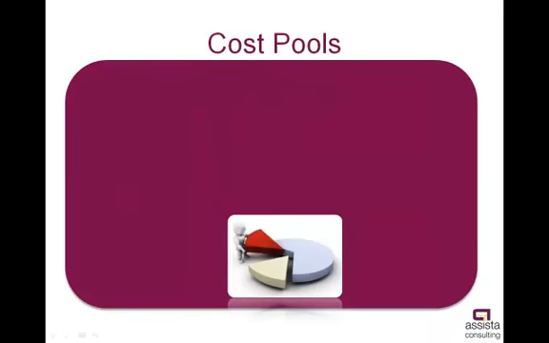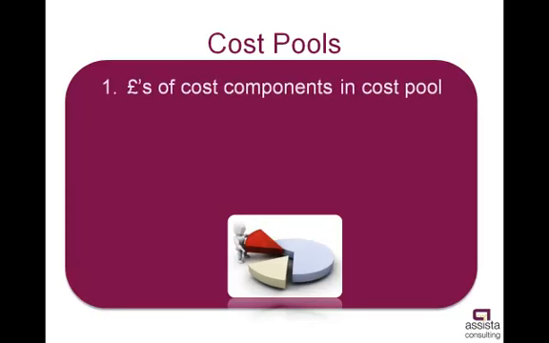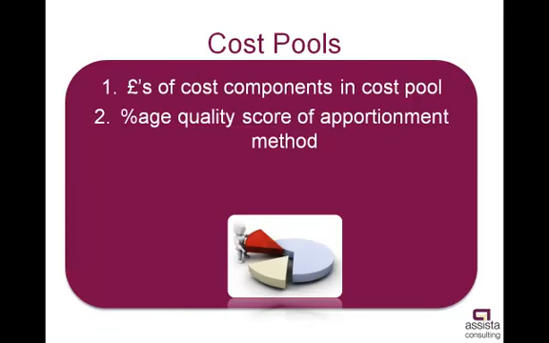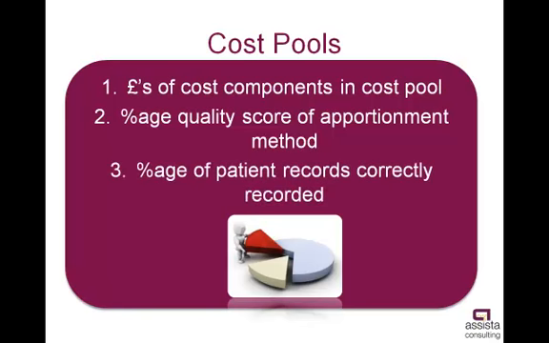At cost pool level, MAQS is calculated using 3 factors. Number 1. The current level in pounds and pence of all the cost components in the cost pool. Number 2. The percentage quality score of the apportionment method used to allocate these cost components to patients. And number 3. The percentage of patient records being correctly recorded as they transfer from your PAS to your costing system.